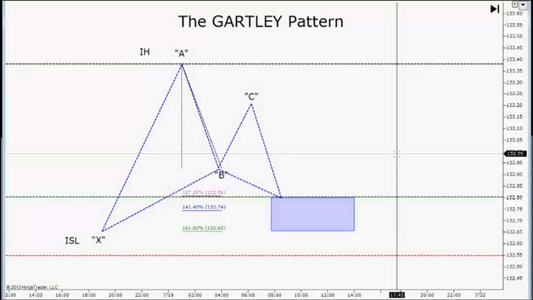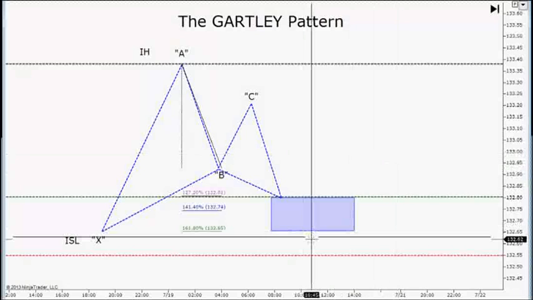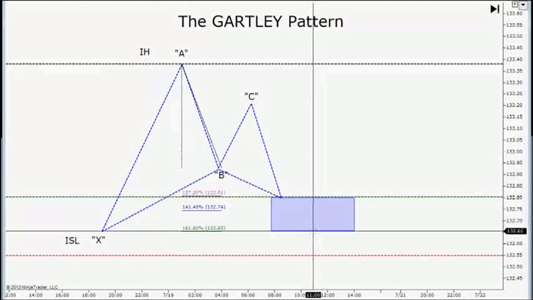What about the second leg of the move, B to C? It must touch the 618, cannot violate A. So guess what invalidates the trade? If it doesn't touch the 618 or it violates A. What invalidates the D leg? Well, if you are buying on a limit order at the 127 extension, nothing's going to invalidate it other than it doesn't hit the 127 extension. If you come into it late, the only thing that would invalidate it is if the market had already broken below X, right? Because then we wouldn't have a Gartley pattern anymore.